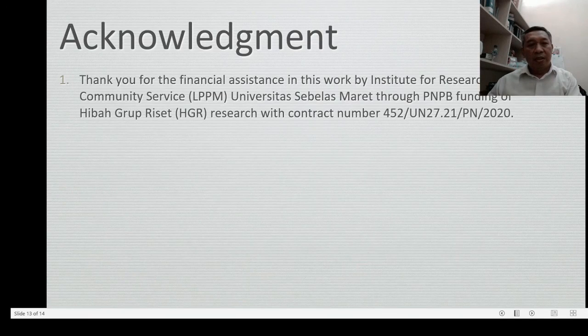This is our numerical research, and we are glad to thank LPPM Universitas Sebelas Maret for the financial assistance in this work, through PNPP funding of Hibah Group Research.